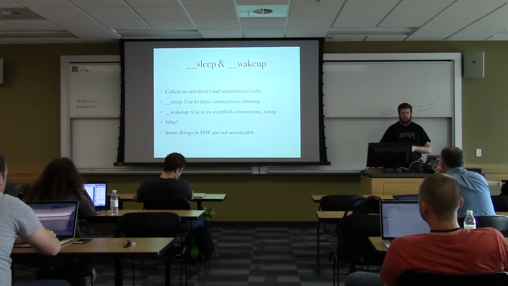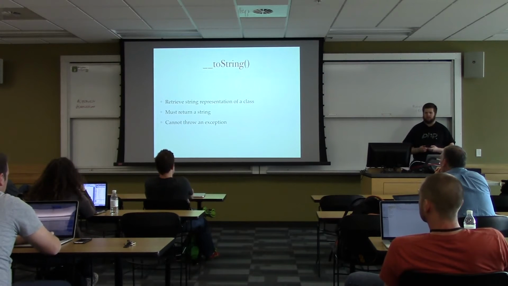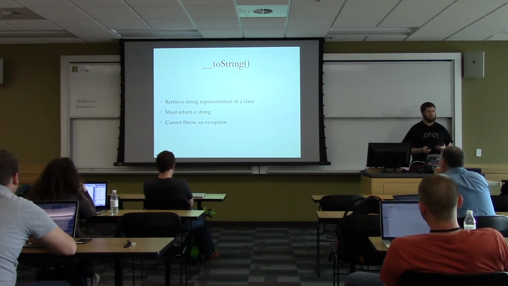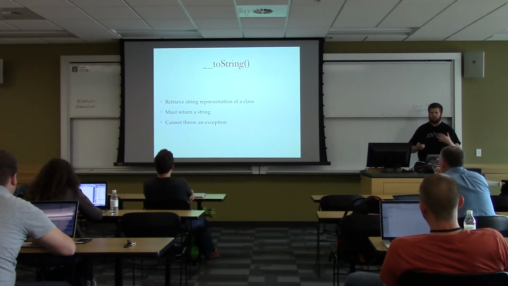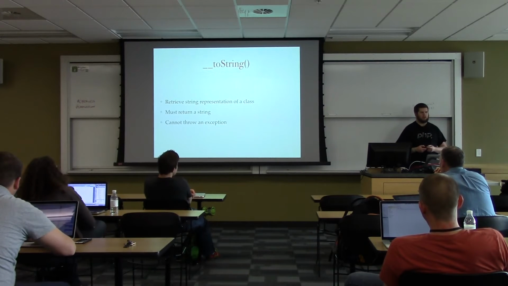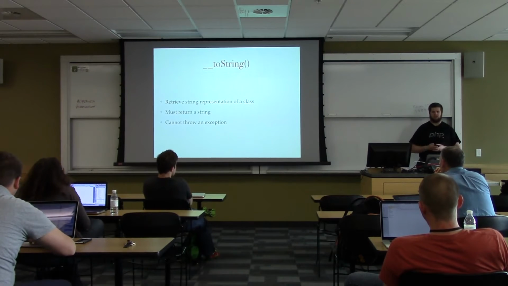All right. Next is __toString. This is called whenever you are using an object in the context where a string would be used. So it's automatically called if you cast your object to a string, if you concatenate it with a string, those sorts of things. And it allows you to come up with your own representation of a string version of that class, right?